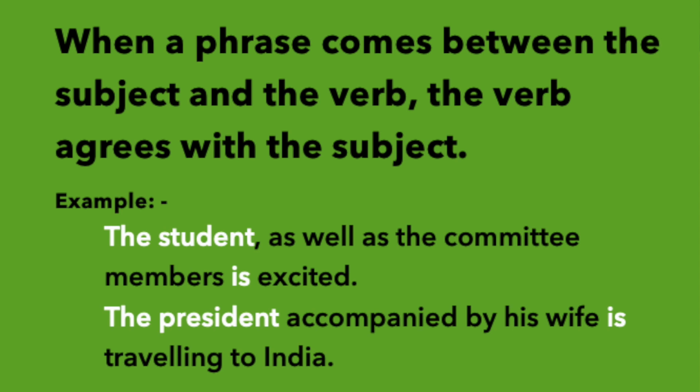See the next example. The president, accompanied by his wife, is traveling to India. In this sentence, the president is the subject, so we use "is". If the sentence begins with "the president and his wife", then use "are" because it's plural. The president and his wife are traveling to India. Now, we focus on the president, it's singular. So we use: the president accompanied by his wife is traveling to India.